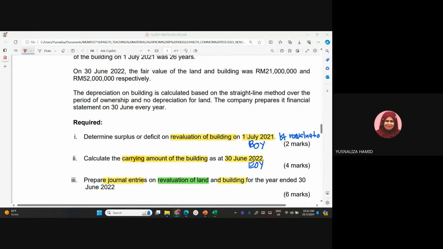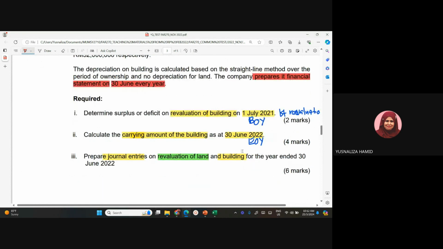Revaluation of the building to be calculated either surplus or deficit on 1st of July. So if you look, the year end of the company ends on 30th of June every year, because they prepare the financial statement every 30th June. So you are asked to prepare the journal entries for the revaluation of land and also building for the year ended 30th of June 2022. So let us see what are the relevant workings for this.